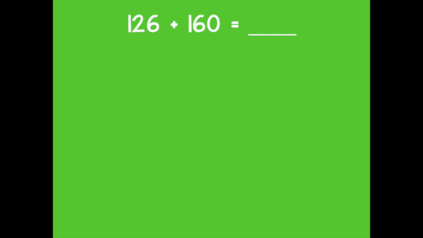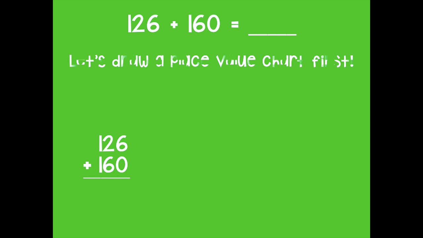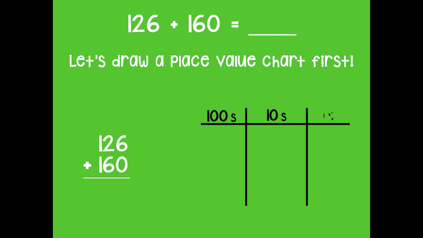All right, friends, so here's our first problem. We have 126 plus 160. So I'm going to rewrite this in the vertical form. And now for this first problem, friends, I'll do all of the work and you guys can just make sure you pay close attention so you can learn the steps too. So after I've rewritten in vertical form, let's draw the place value chart first. Okay, so here I have my hundreds, tens, and ones.